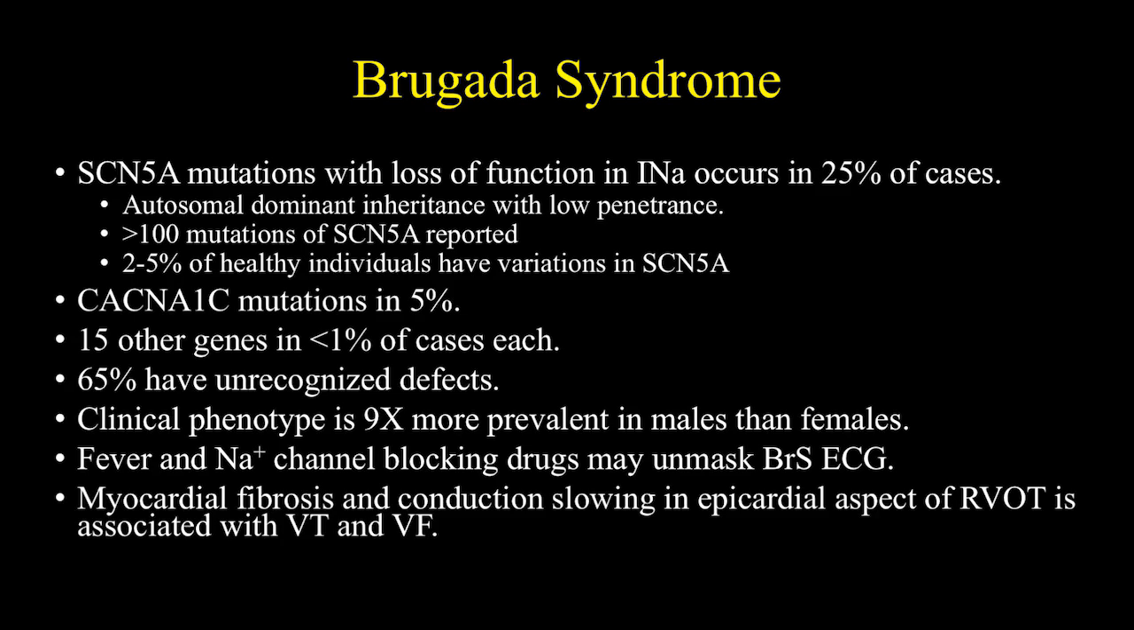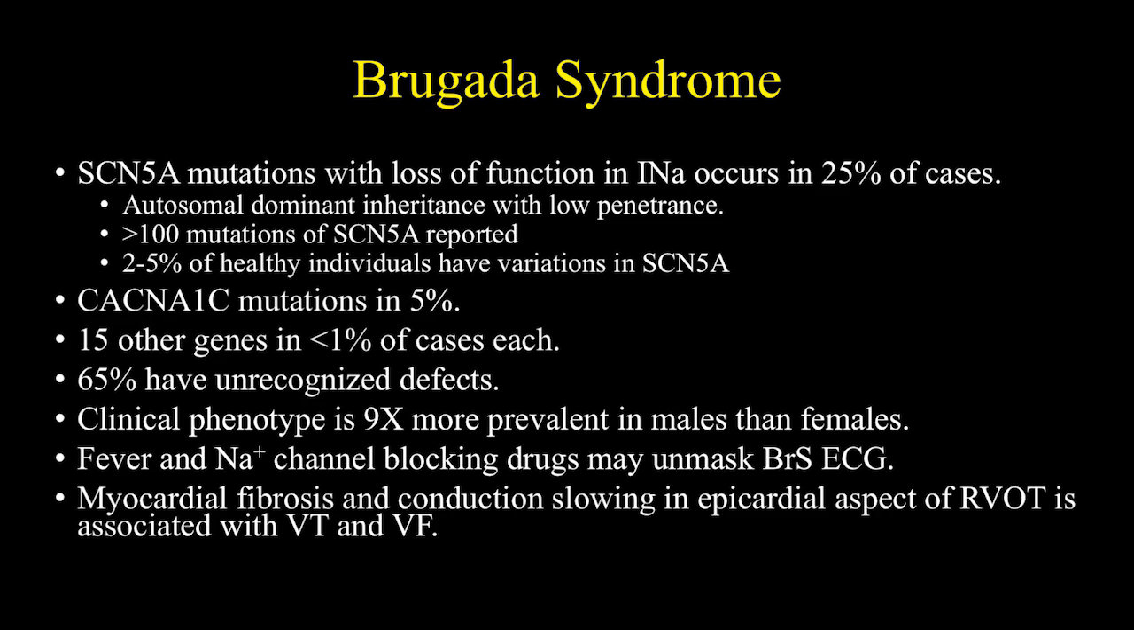There have been over 100 different mutations identified in the same gene. But unfortunately, 2 to 5% of healthy individuals have some variation, a normal allele, in SCN5A. So you can't test people willy-nilly, because you run the risk of taking 2 to 5% of the normal population and telling them they have Brugada syndrome, and that's not true. There is a particularly malignant form of calmodulin mutations, which is rare. And there are 15 other genes, but most people with this don't have any recognized genotype.